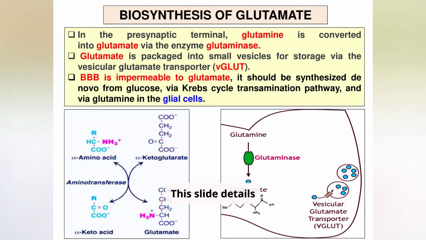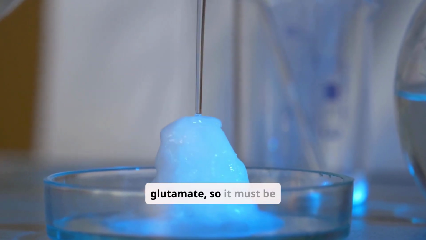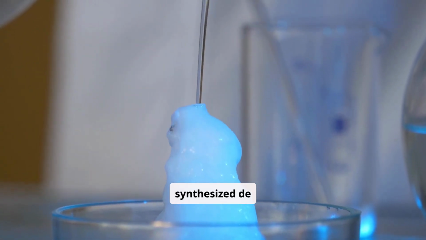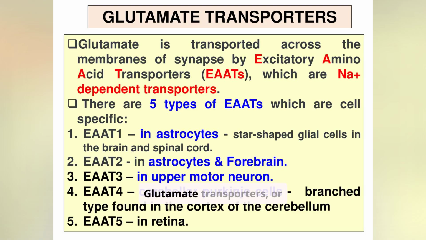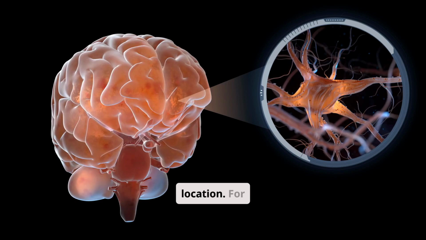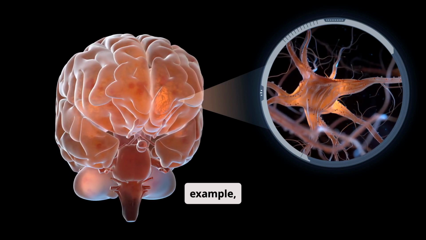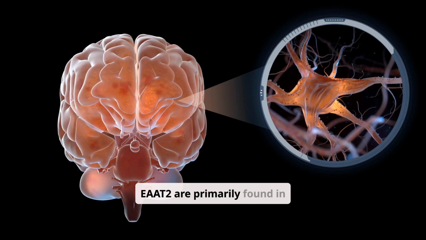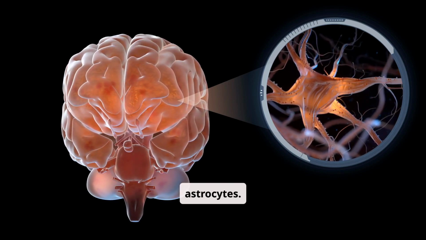This slide details glutamate biosynthesis in the presynaptic terminal. Glutamine is converted to glutamate by glutaminase. The blood-brain barrier is impermeable to glutamate, so it must be synthesized de novo from glucose. Glutamate transporters, or EAATs, are crucial for regulating glutamate levels in the synapse. There are 5 types, each with a specific location. For example, EAAT1 and EAAT2 are primarily found in astrocytes.